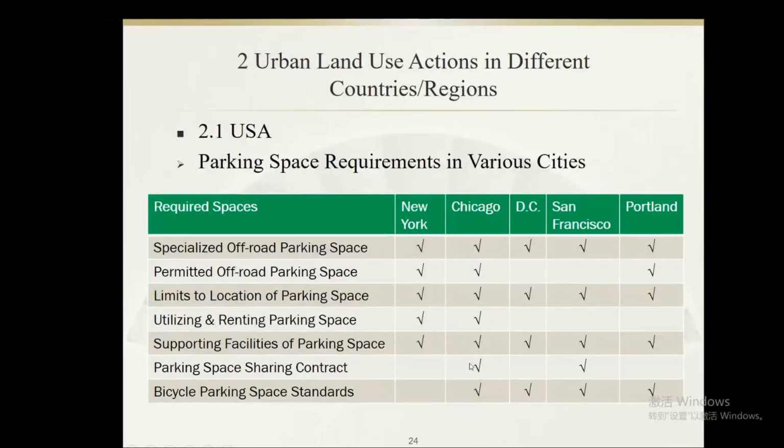For Chicago, two more: parking space sharing contract, bicycle parking space strands. DC, something different. San Francisco, similar to DC. Portland, similar to San Francisco. Okay?